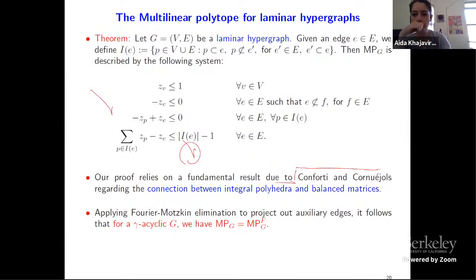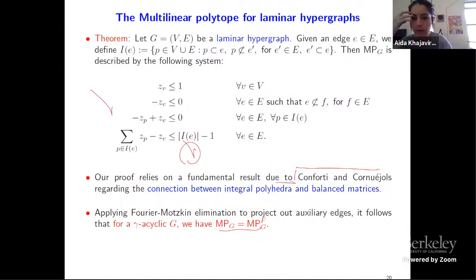Okay, am I done? Almost. You remember in the process of decomposition, I introduced some new edges as I needed to. So in the last step, you just project them out. You can, for example, use Fourier-Motzkin to project those extra edges, and then you can show that the flower relaxation is the multilinear polytope.